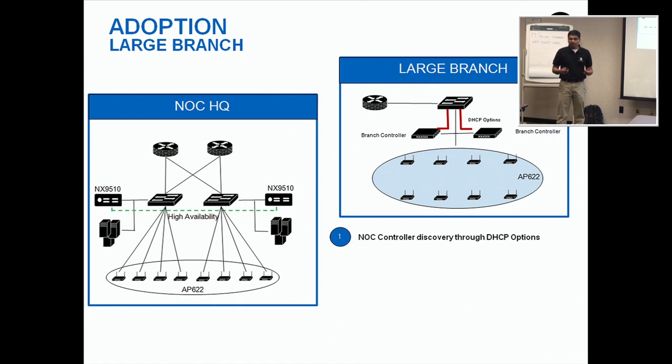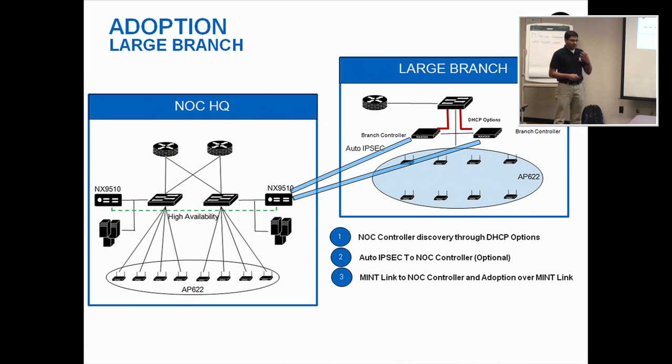So how does the controller discover who the NOC controller is, right? There are two options for controllers. We typically recommend configuring static IPs because you want the controller's management IP to be static. But we could also use DHCP options, right? DHCP options is typically used for the APs to home back to the controllers, right? So the branch controller discovers the NOC controller over DHCP options or static IP.